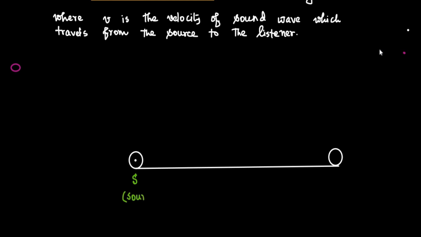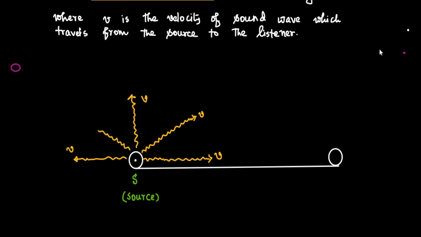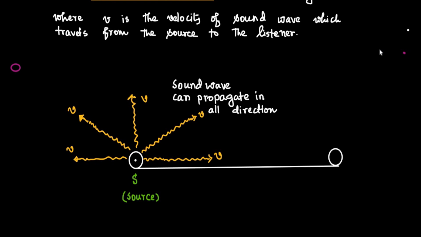Again, we can consider a diagram. Let S be the source, and from the source sound wave travels with a velocity v in all directions. So in all directions, sound wave propagates with a velocity v. v is the velocity of sound wave. Sound wave can propagate in all directions, and L is the listener.